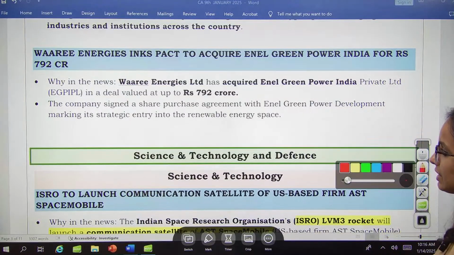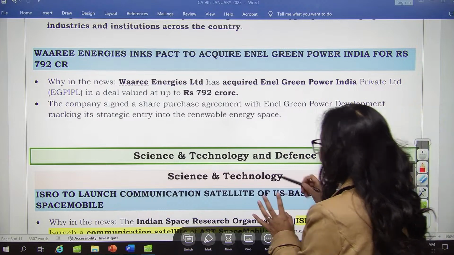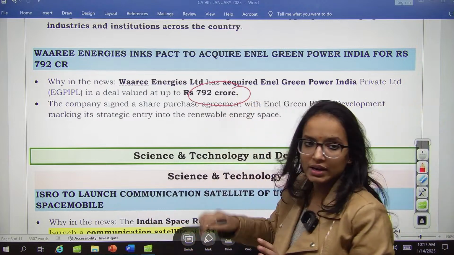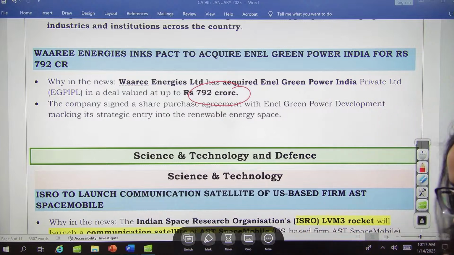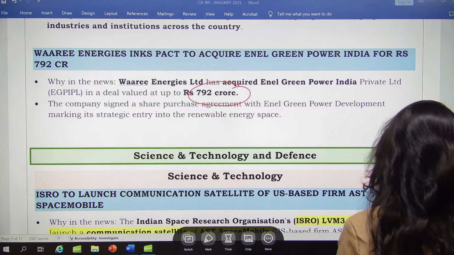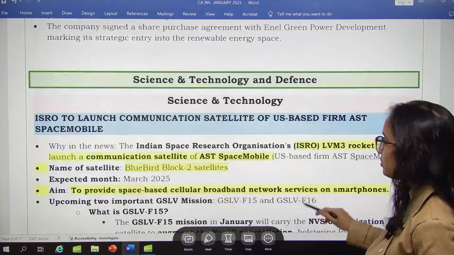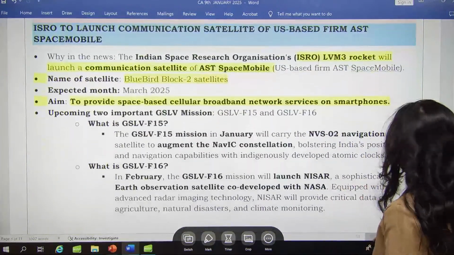Then you have Vare Energies Limited has acquired Enel Green Power India Private Limited. So, it has acquired the Enel Green Power. This is a deal which has a value up to 792 crores. Vare Energies has acquired Enel Green Power. This was about it. Then moving on to science and tech.